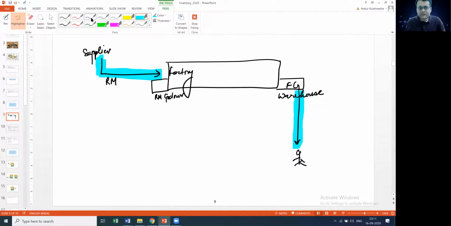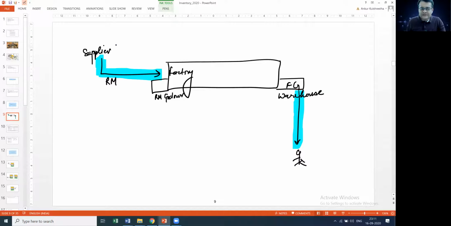Now coming back to the concept of landed cost, the supplier is going to charge $100 from me. Let's assume it's an imported supply, and the seller is based out of the US. So this is the cost at his shop, but I can't use that raw material. Let's say these are steel coils, so I can't use the steel coils at his shop. I have to bring them to my factory at my raw material godown.